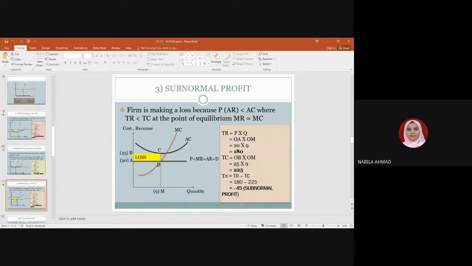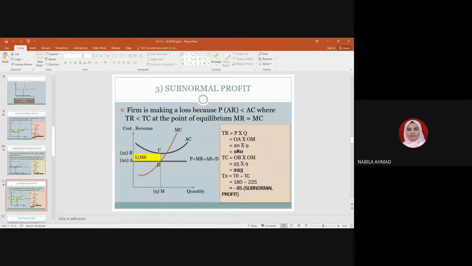Dan yang terakhir, subnormal profit. So at equilibrium, total revenue less than total cost atau average revenue less than average cost, di situ adalah subnormal profit ataupun losses. Okay, so kita ada demand curve, marginal revenue curve, average revenue curve. So MR equals to MC dekat D. So D adalah equilibrium. So equilibrium price is 20, equilibrium quantity is 9. Okay, jadi lihat tak average cost di sini? Can you see here? So bila at equilibrium average revenue 20, average cost pula 25. So average revenue sekarang ni less than average cost. So bila average revenue less than average cost, kita kata the firm is making losses.